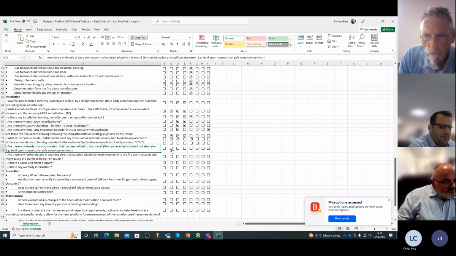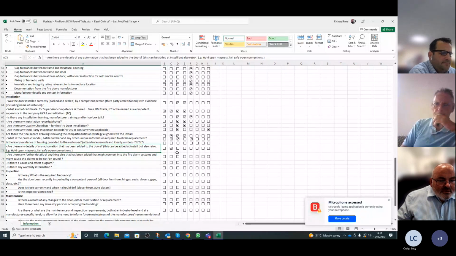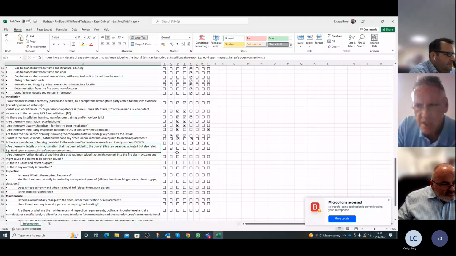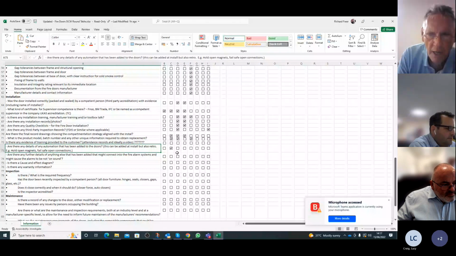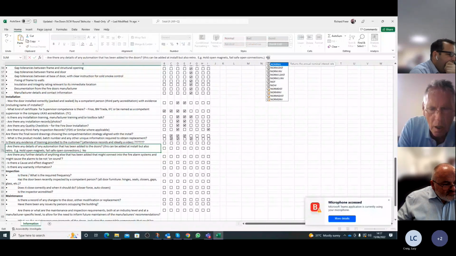This might be a question for Jim as well. I'm not 100% sure, but I'm fairly certain that most things can't be retrofitted to a door because it doesn't fall within its field of application testing. Yeah, correct. So this shouldn't be occurring anyway. Is that what we're saying? Absolutely not. So the answer should be no.